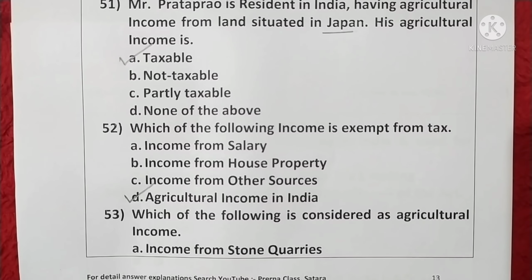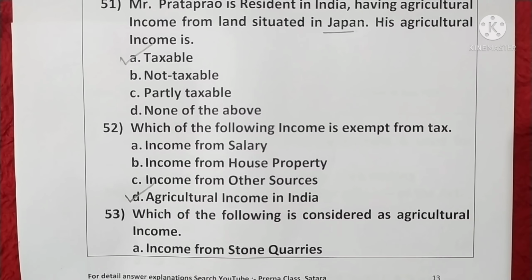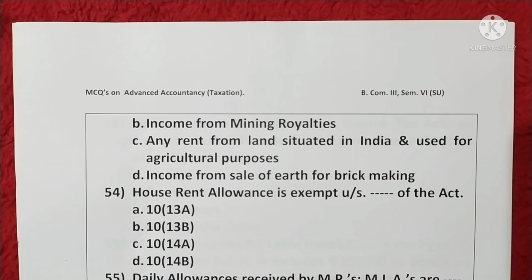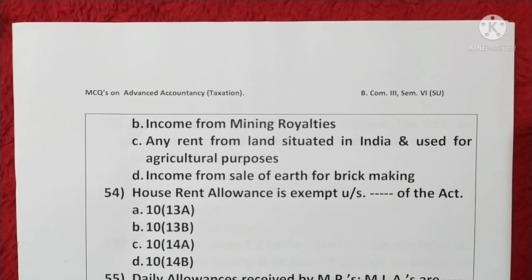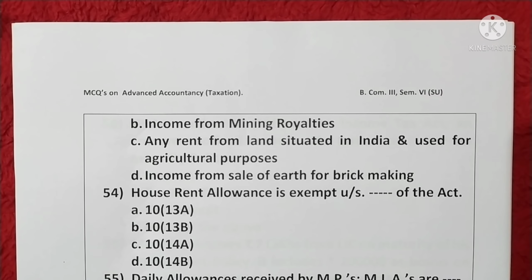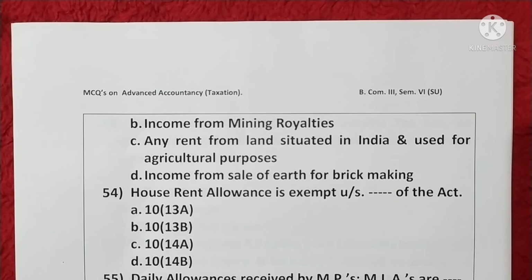Which of the following is considered as agriculture income? Options are given: income from stone quarries, income from mining royalties, any rent from land situated in India and used for agriculture purposes, an income from sale of earth for brick making. Here, options A, B and D are exceptions to agriculture income. Here, any rent from land situated in India and used for agriculture purpose is an agriculture income. Option C is correct one.